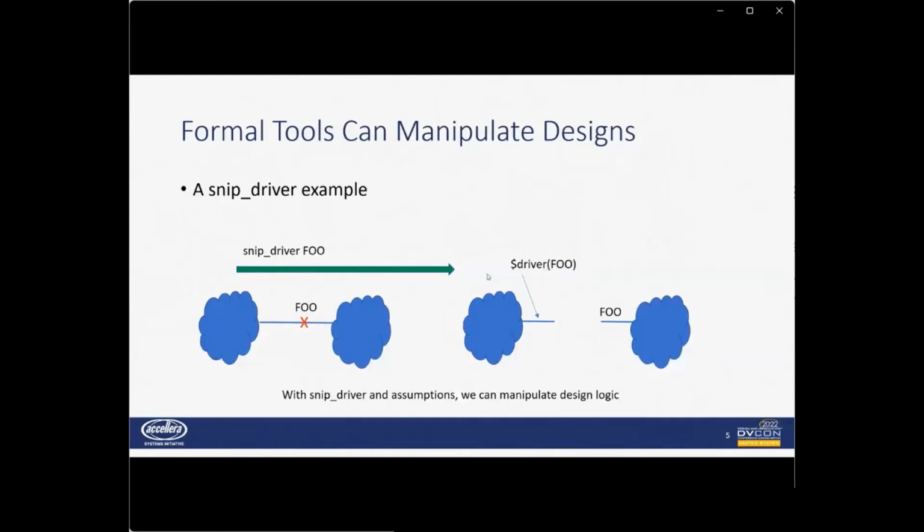So with foo being cut out and being a floating net, that allows us to add constraints, because in our formal verification tool, a floating net works the same as a primary input. And then we can add any constraint. We can use any logic to drive foo. By doing this, we actually manipulate the design logic.